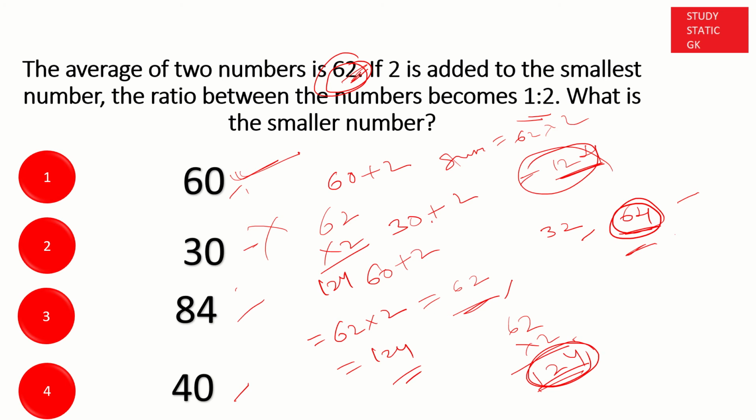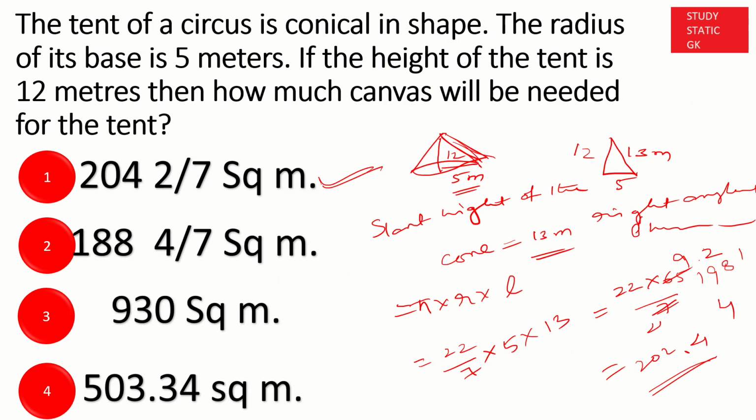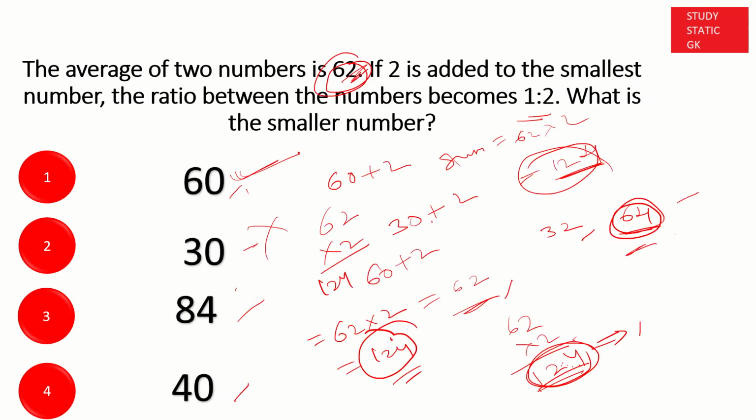Oh, sorry. Here the sum is 124, but we are arriving at the next number as 124. The second number is 124. So then the sum is more than 124. So this is also not right.